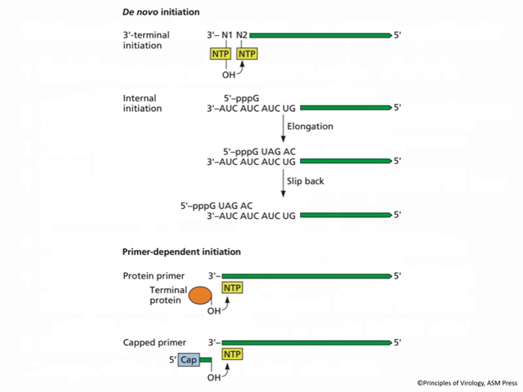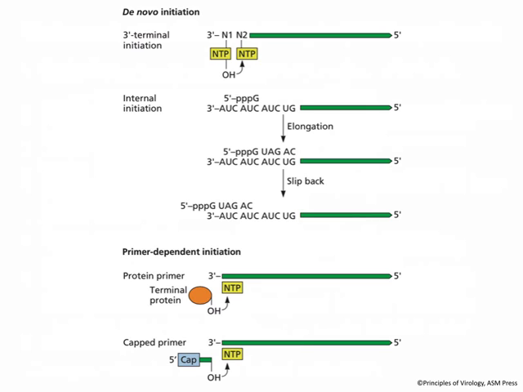It extends a little, and then it actually slips back, so it doesn't lose sequence at the 3' end. This is just an unusual mechanism. It's nothing special. So those are two de novo initiations. And here we have two different kinds of primer-dependent initiation.